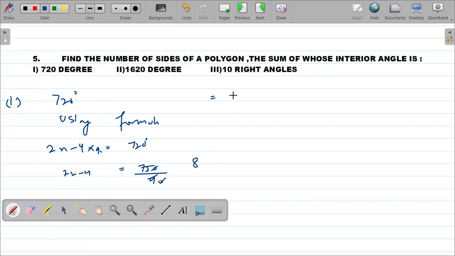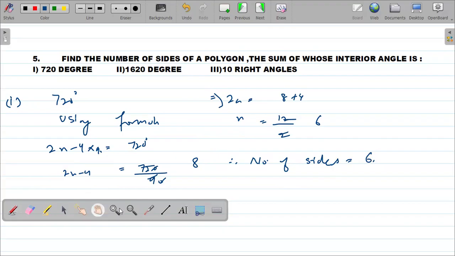So here we will be writing 2n minus 4 equal to 8, so 2n equals 8 plus 4. So n will be equal to 12 by 2, that is 6. So therefore the number of sides of a polygon, the sum of whose interior angle is 720 degree, is equal to 6.